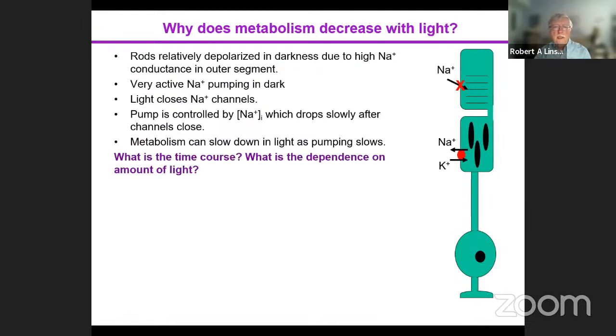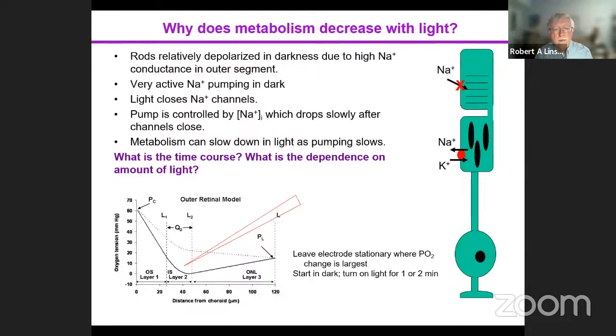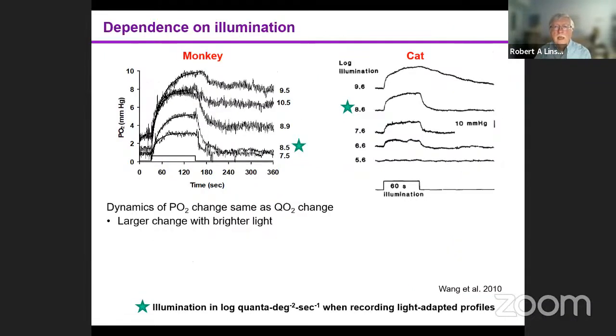So what's the time course of this, and what's the dependence on the amount of light? In order to look at this, we've not measured profiles. Instead, we've left the electrode stationary at a point in the retina, out in layer 2, out near the inner segments or the mitochondria. And we've gone from darkness to light for 90 seconds or 2 minutes. And these are results of those experiments in monkey and in cat. So this is a single set of traces from a monkey and a single set from a cat.